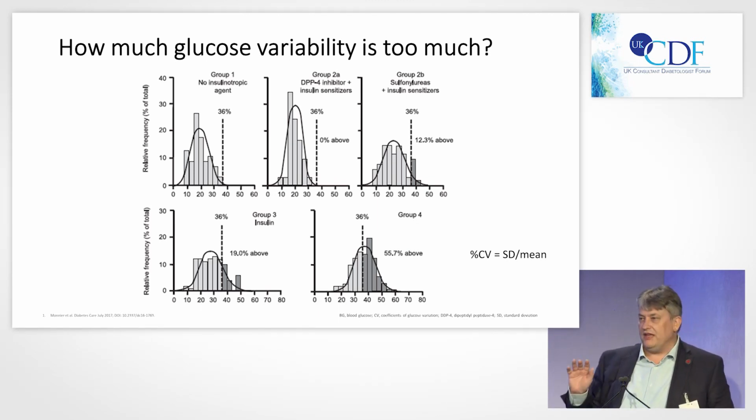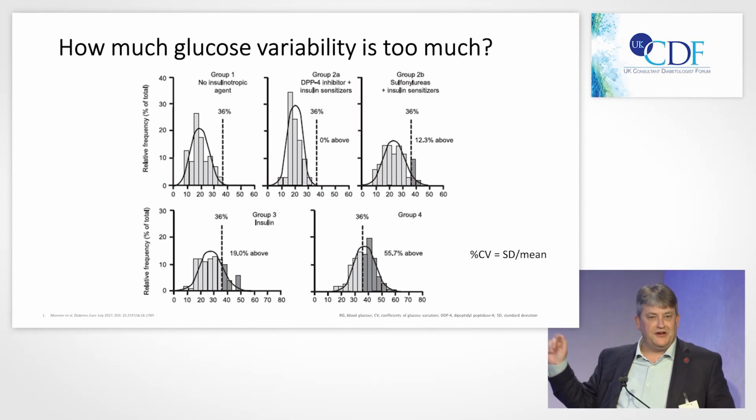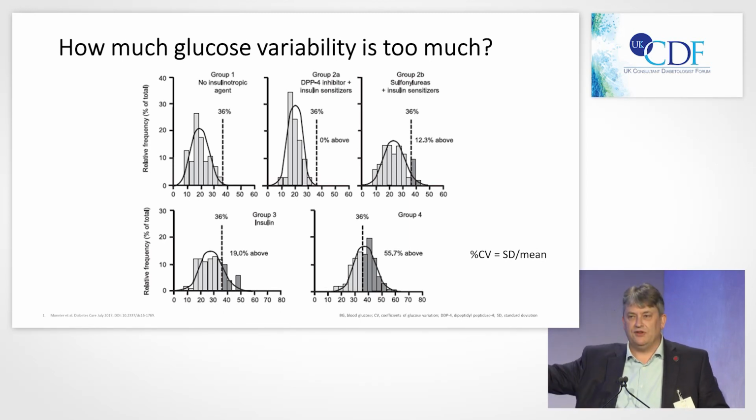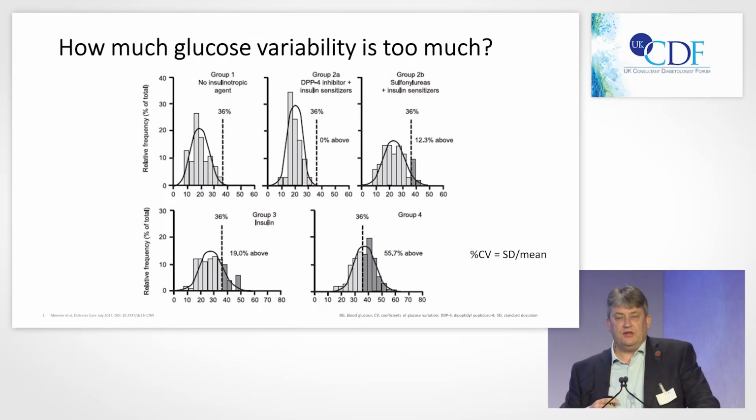The percentage CV, even for us non-mathematicians, is easy. It's the standard deviation divided by the mean for an individual data set. Top left graph shows us people with type 2 diabetes on no therapies for their diabetes. And what we can see is that nobody, independent of their level of control in that group, has got a variability measure greater than this so-called 36% CV.